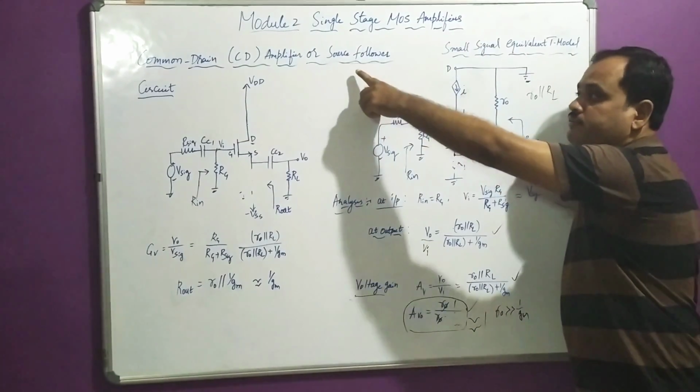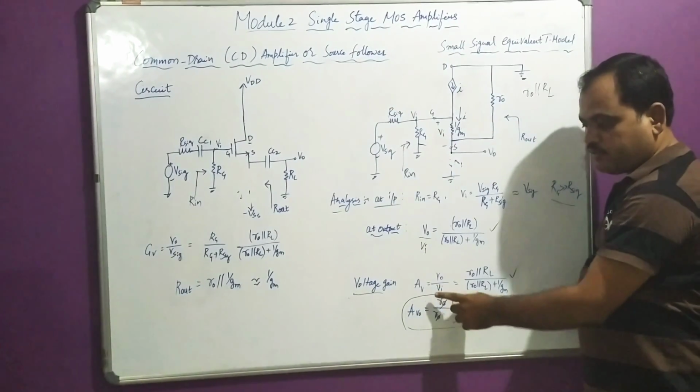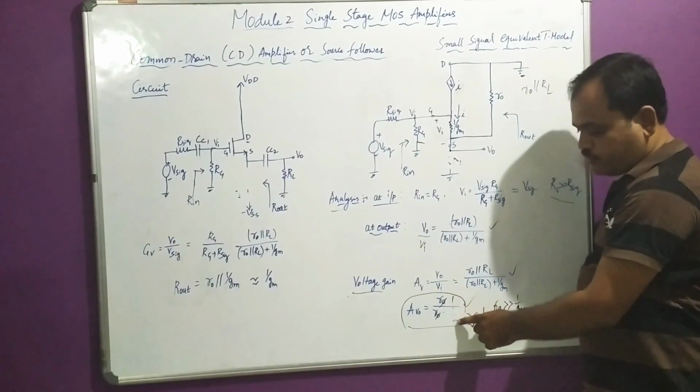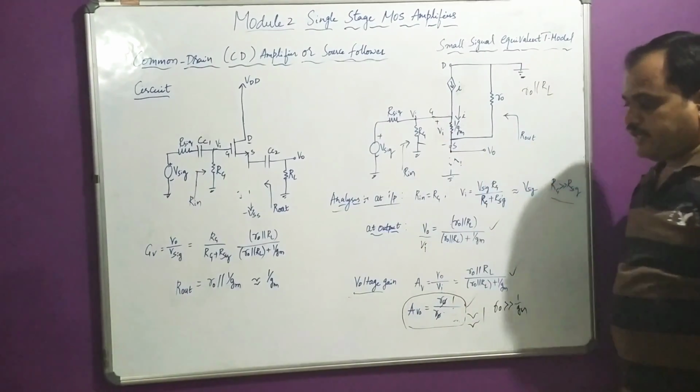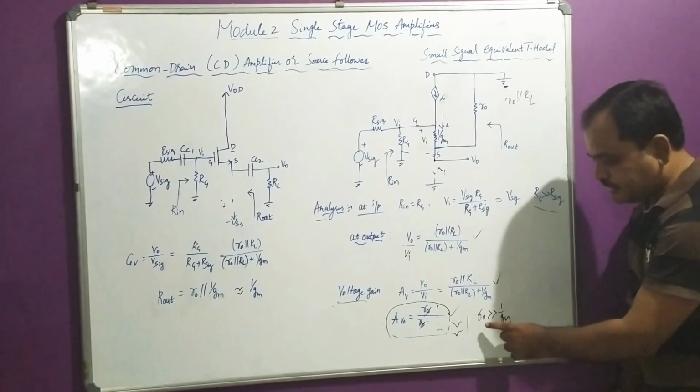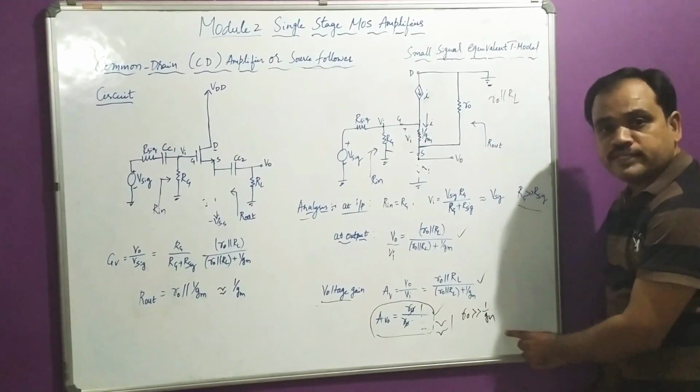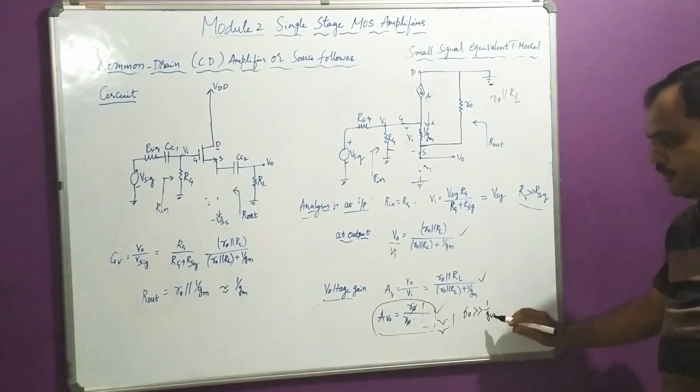Therefore, this is also called a source follower. Just like the emitter follower, we have the concept of the source follower. Since the gain is almost equal to unity, it is also called a source follower because of the condition R0 greater than 1 by Gm. Okay, R0 greater than 1 by Gm.